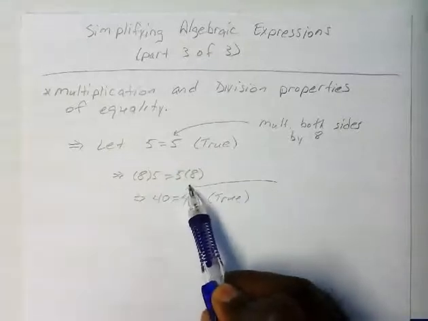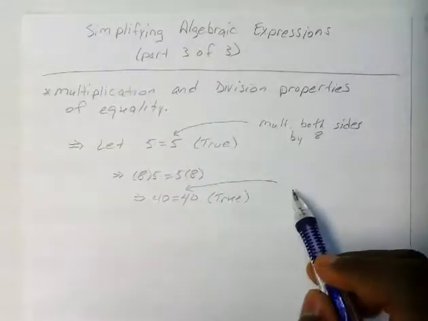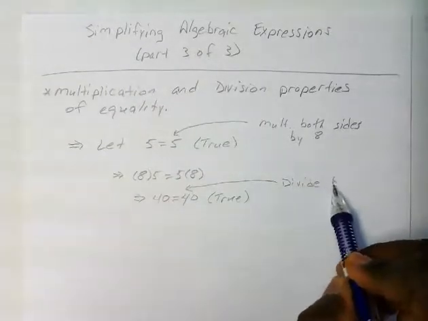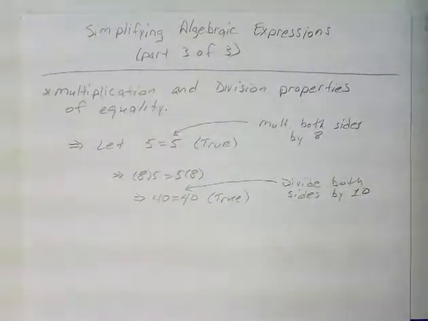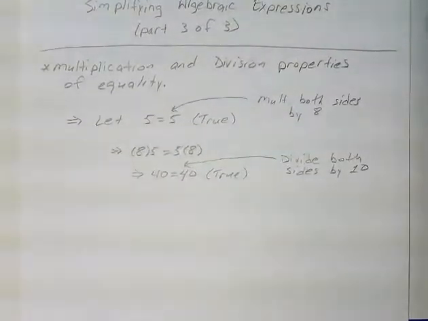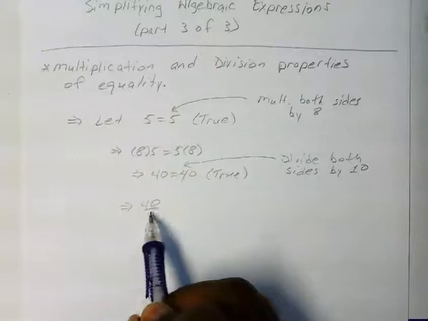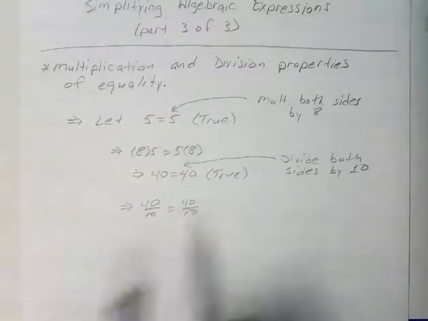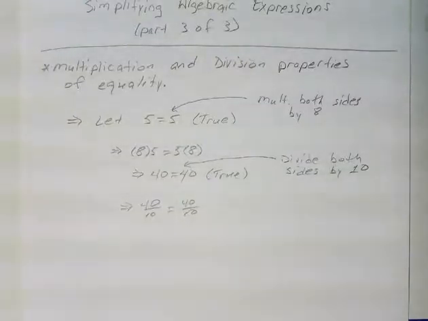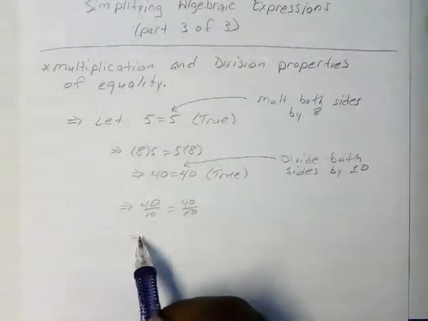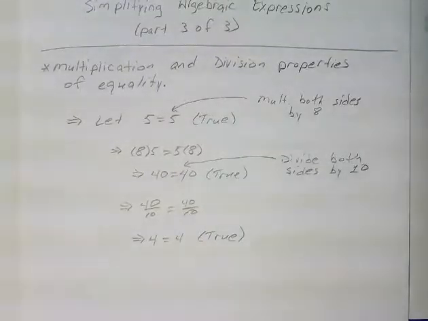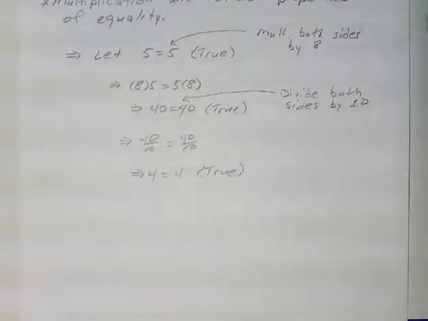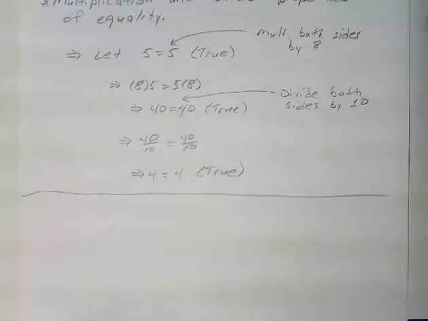So what if we take that true statement and divide both sides by 10? If we did that, we would end up with 40 divided by 10 equals 40 divided by 10. We know 40 divided by 10 is 4, so that gives us 4 equals 4, which again is a true statement. That is the basic idea of our multiplication and division properties.